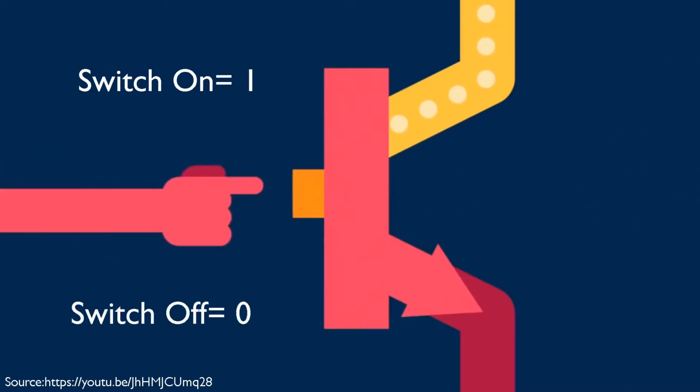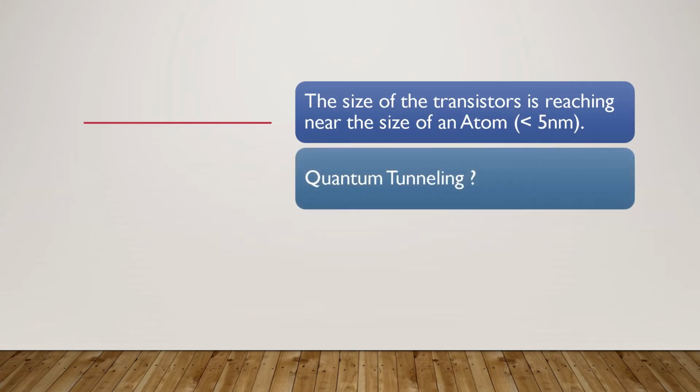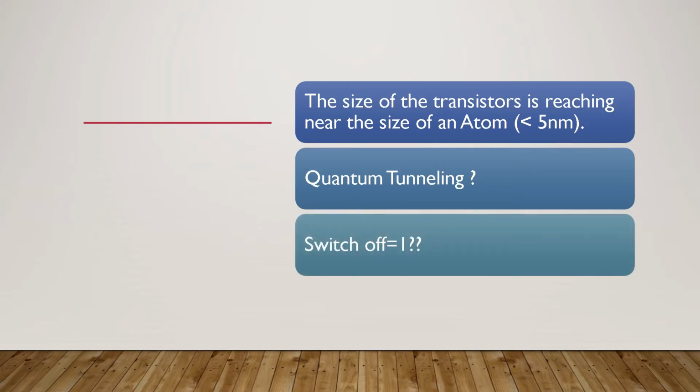Over the past decades, the number of transistors has increased and become denser to generate more computing power and less heat. But as the size of the transistor is reaching near that of an atom, the phenomenon of quantum tunneling makes the electron pass through the transistor even if the switch is off, resulting in the wrong data being computed. This poses a problem to the future of computing.